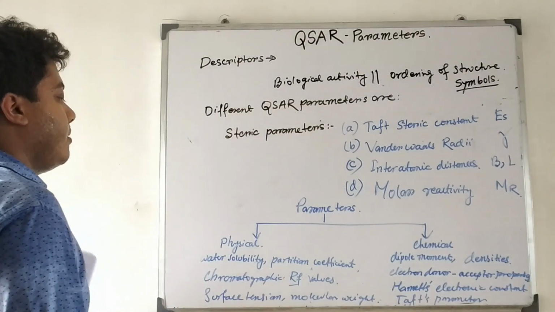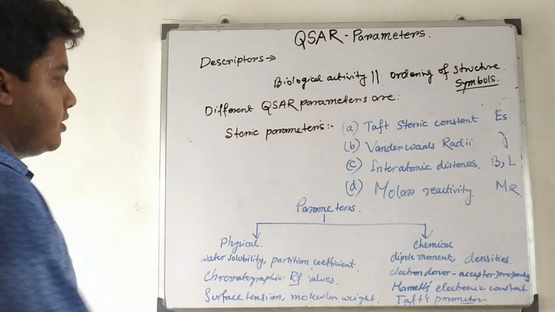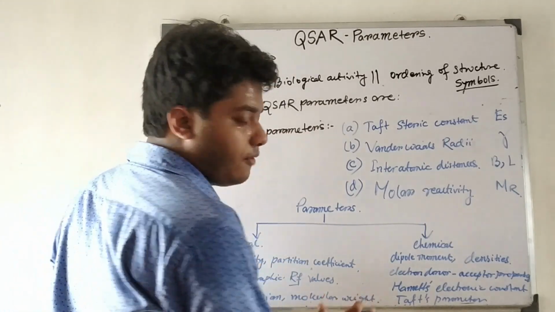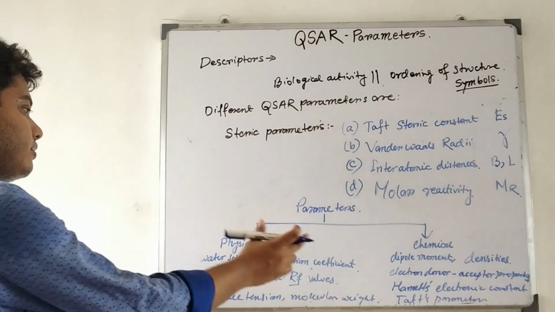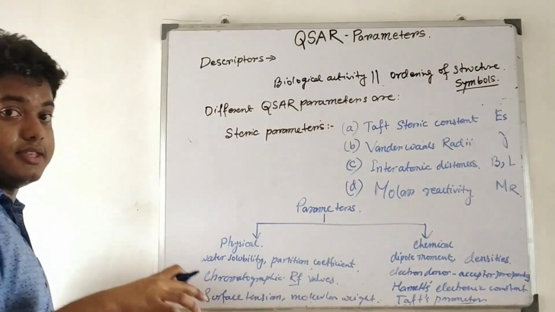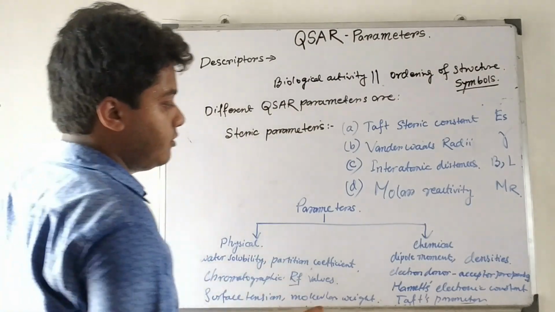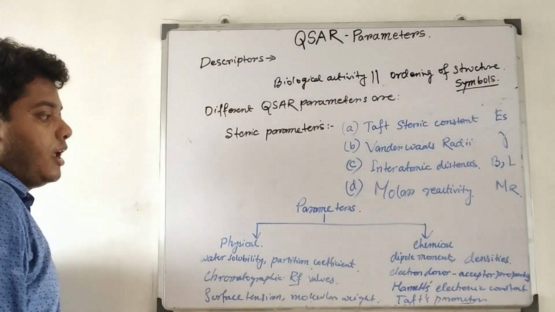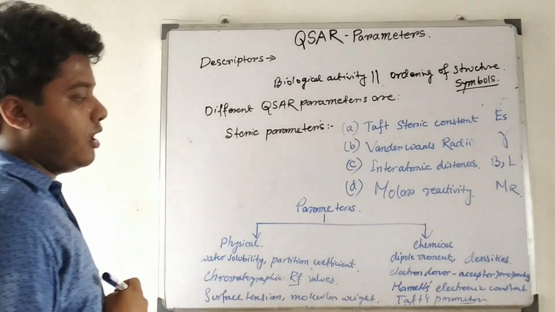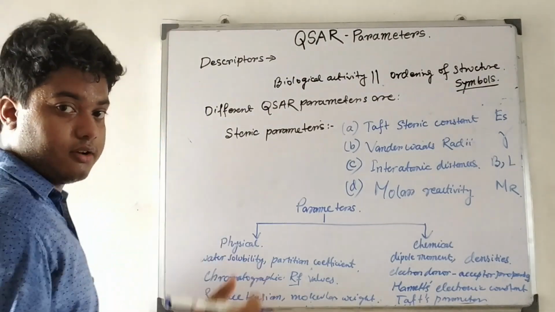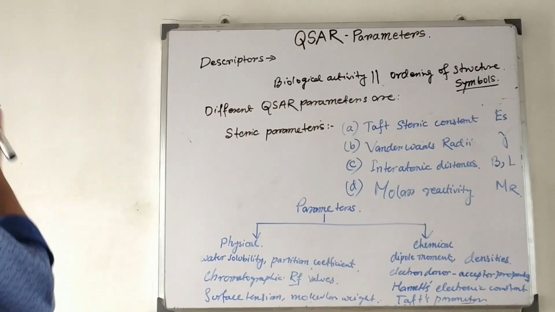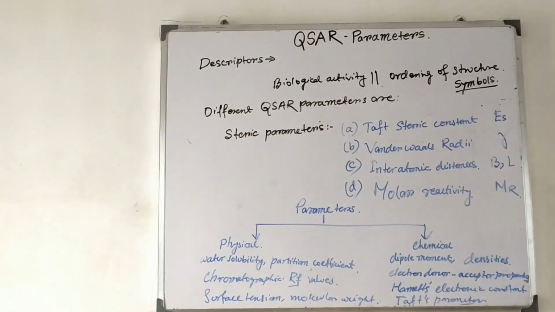So we can describe parameters under physical and chemical sections. Physical will always relate to the solubility, partition coefficient, chromatographic Rf values, and surface tension, whereas chemical properties deal at the very basic core molecular level, properties that are intrinsic to the solute substance. What is dipole moment? Another is densities. Another is electron donor acceptor properties, Hammett electronic constant, and Taft parameters that we will discuss later on. Okay. So now we will describe the various QSR methods.